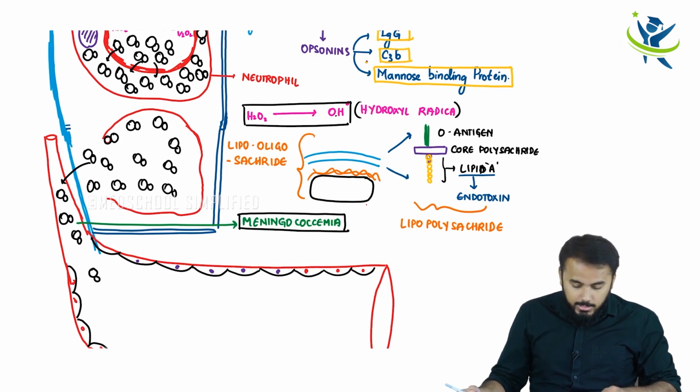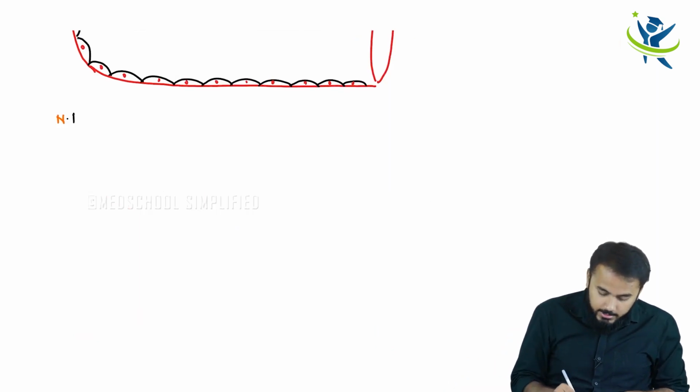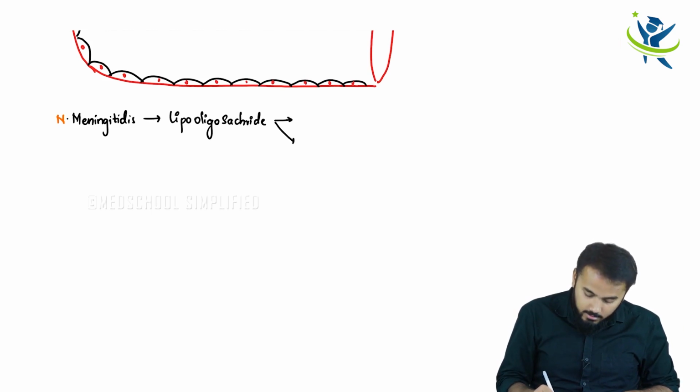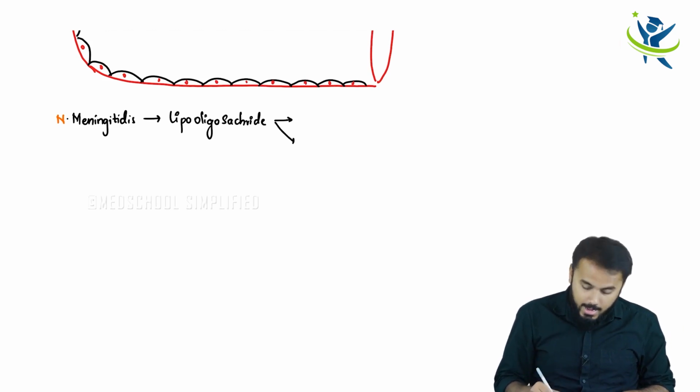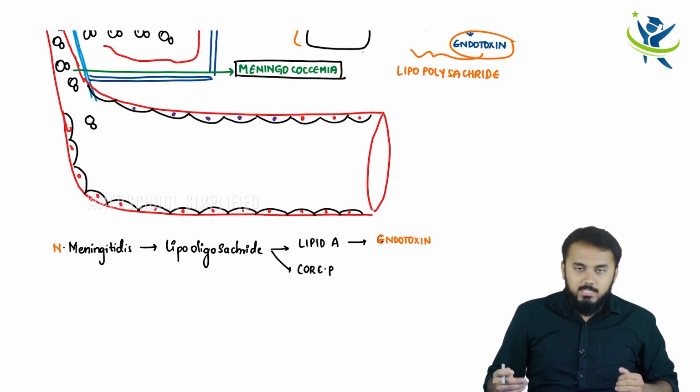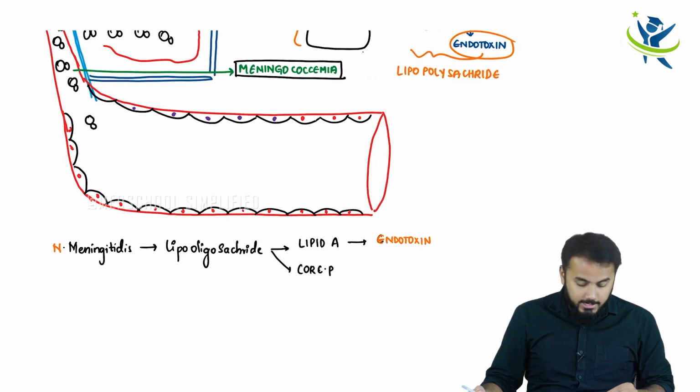Clear, guys? This Neisseria meningitidis has lipo-oligosaccharide, which has lipid A and core P. Core P means core polysaccharide. And this lipid A is the one which releases endotoxin. Clear now?